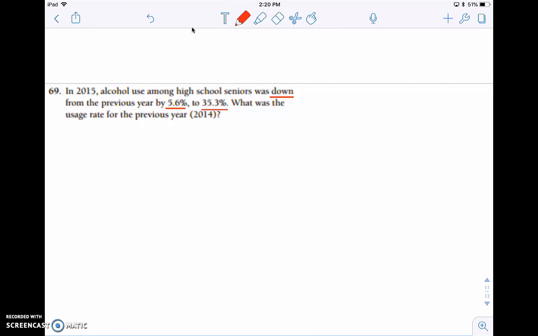So we know in 2015 that it decreased based off of the previous year, and that in 2015 the new percentage was 35.3%. So we know that the final value is 35.3 equals, and we're going to take 100, but since it decreased by 5.6%, we're going to minus 5.6 on our percentage, and then times it by our initial value, or our previous year's value for 2014. Again, we'll just call that x.